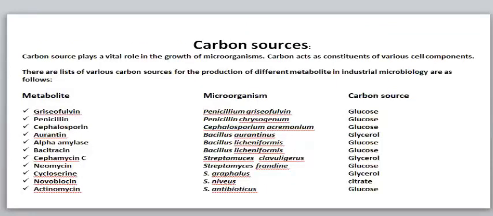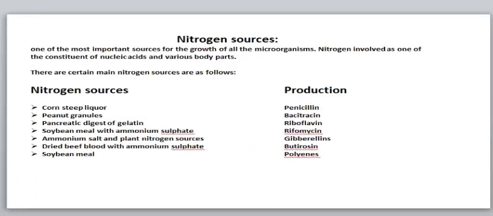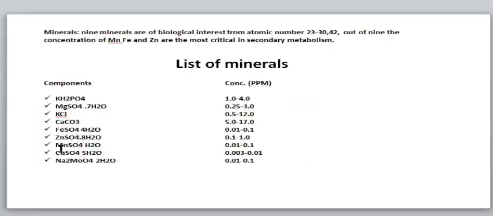Every microbe needs a carbon source for its growth. There is a list of carbon sources for the production of these products by these microbes. Thereafter, nitrogen salts are also useful. Corn steep liquor, peanut granules, and soybean meal are cheaper, so that the product is cost effective. Minerals are also like that: H2PO4, GC4.